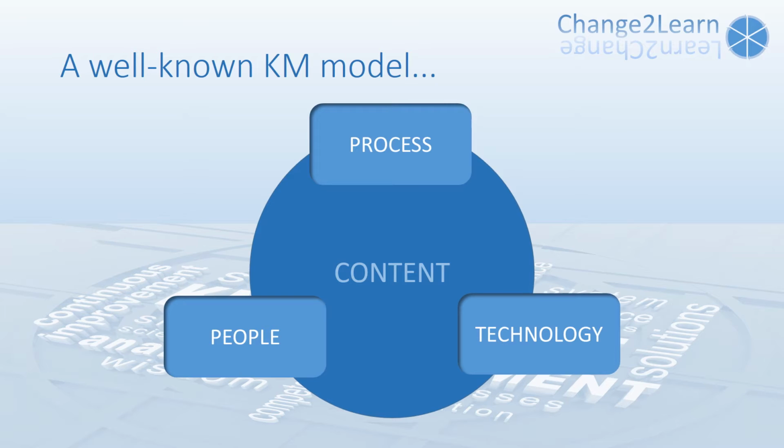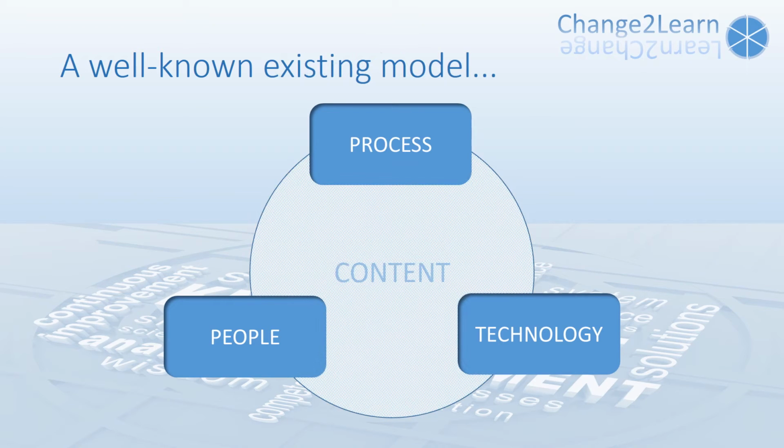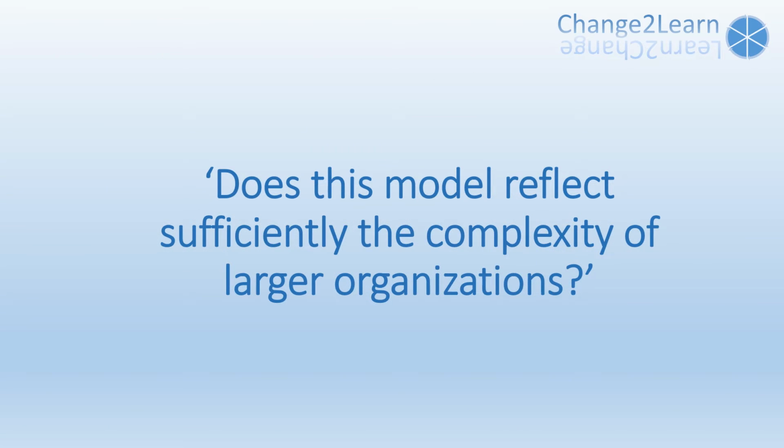Often, content is added as the fourth dimension. It covers more the information management aspects. Information, which can be more considered as an outcome after the learning process, when generated knowledge is made explicit. For the development of the decision grid, the content element has been left out. Altogether, these three dimensions represent a useful way of mapping activities and set focus in your knowledge management program. However, the question is, does this model reflect sufficiently the complexity of larger organizations?